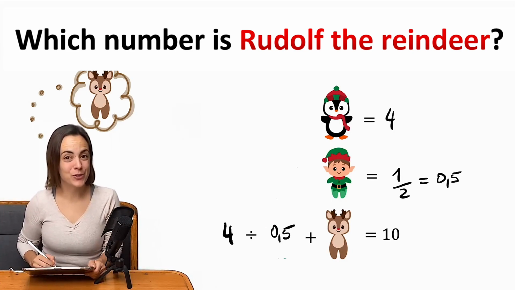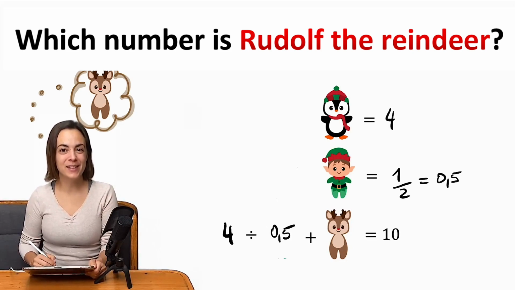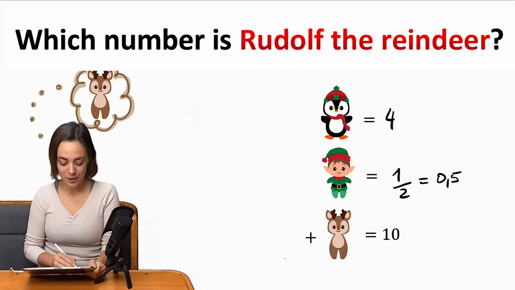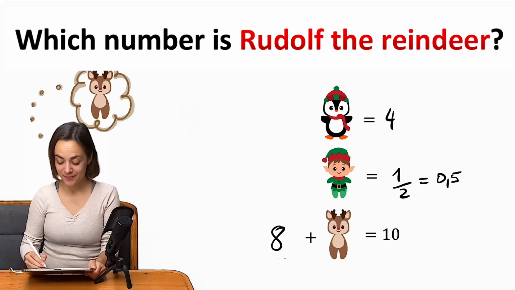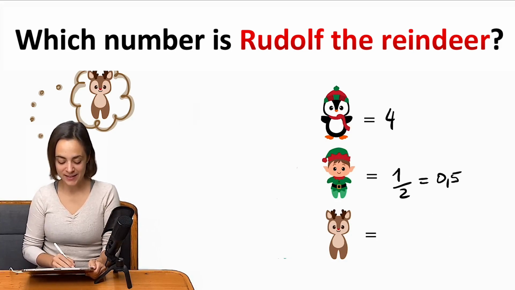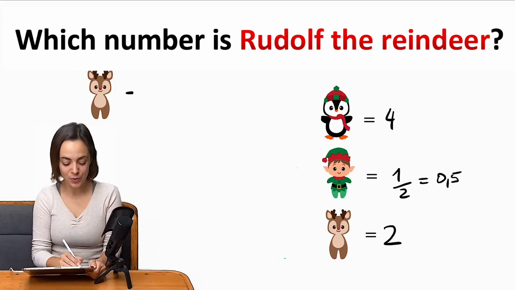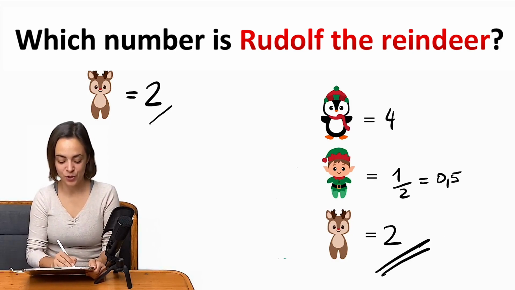That's perhaps the most challenging part of this puzzle. How many times does 0.5 fit into 4? Oh yes, 8 times. That means 4 divided by 0.5 is 8, and 8 plus Rudolf the reindeer is 10. That means we know if we subtract the 8 now, move it to the other side, then Rudolf the reindeer is alone on the left side, and 10 minus 8, that makes 2. That means we know our little Rudolf the reindeer, the one we didn't know, has the value of 2.